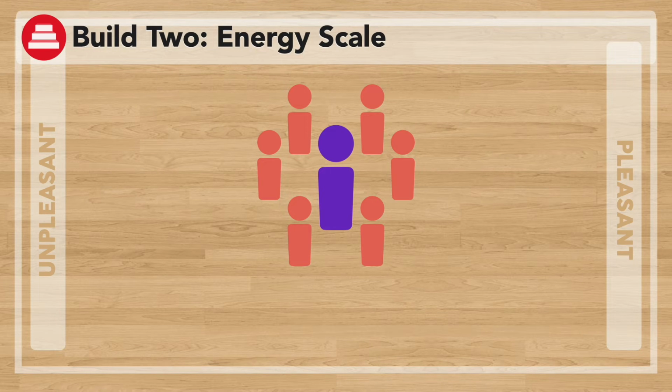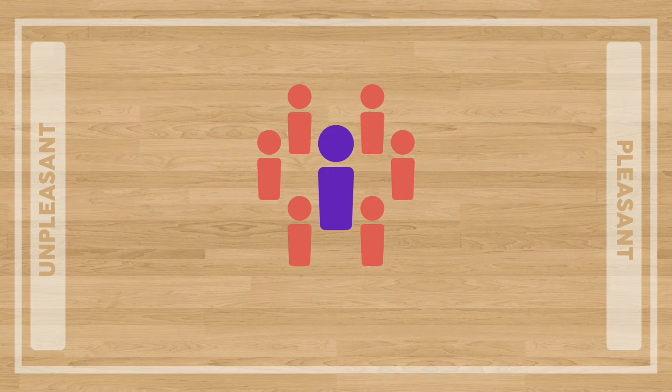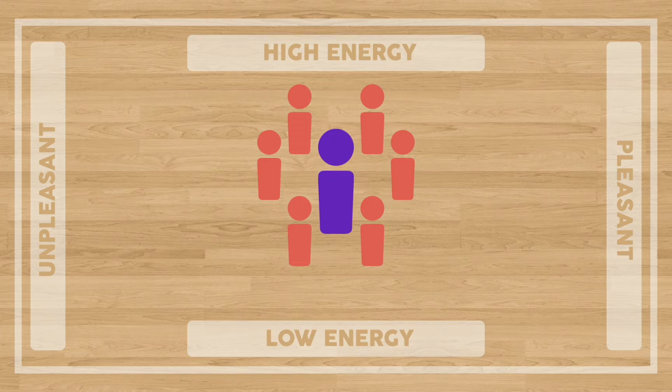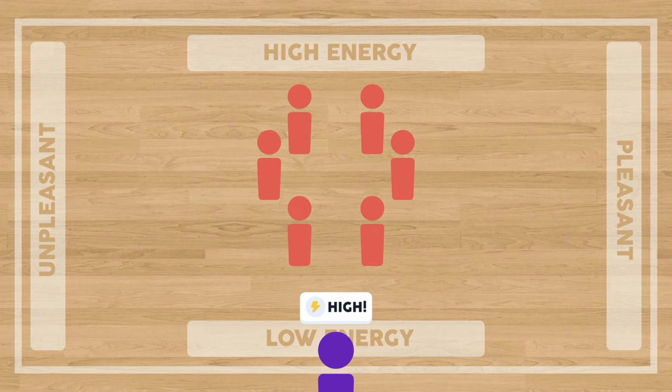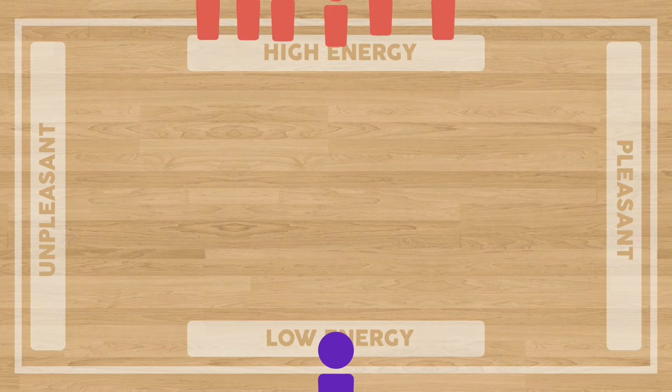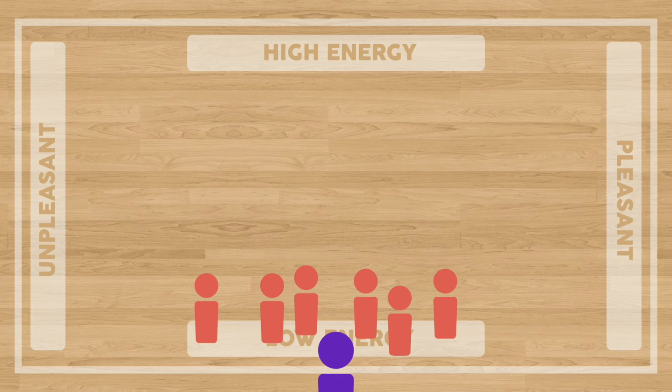Once the students have shown that they understand that emotions can be either pleasant or unpleasant, we're ready to move on to build 2. In this build, we're going to introduce the second scale of the mood meter poster, which is the energy scale. So now the teacher will assign one sideline as being high energy and the other as being low energy. Just as in build 1, the teacher will have students practice running to either line by calling out high or low.